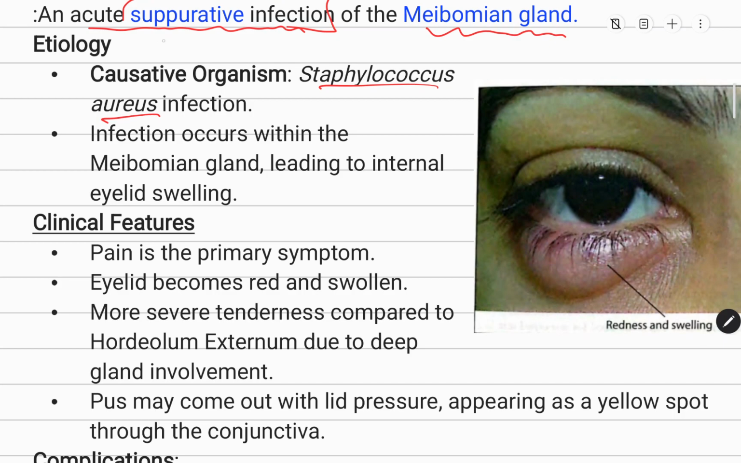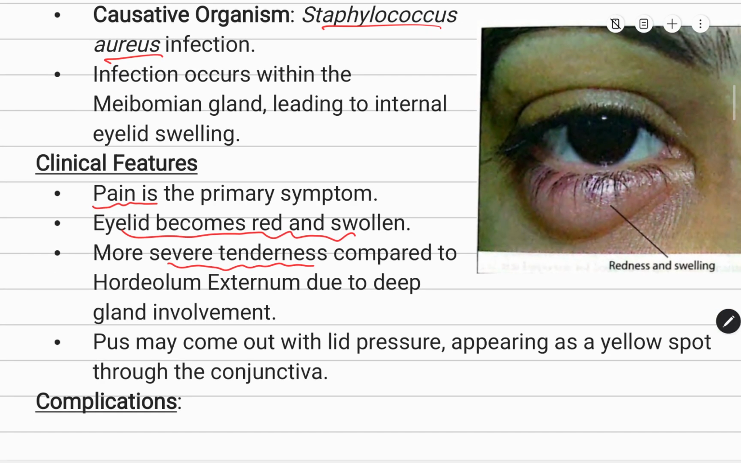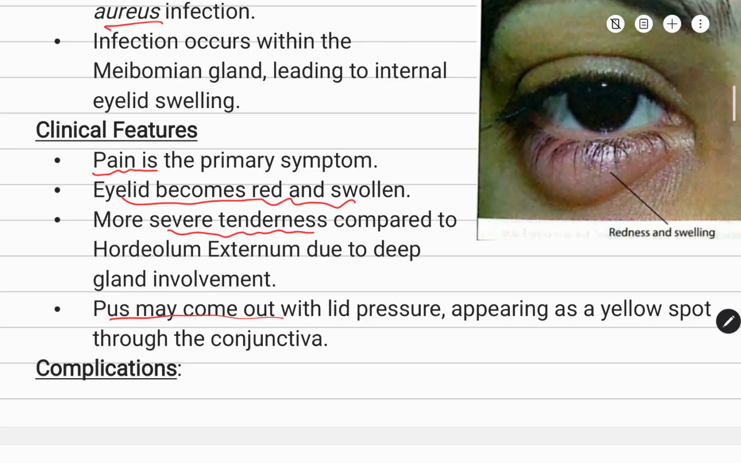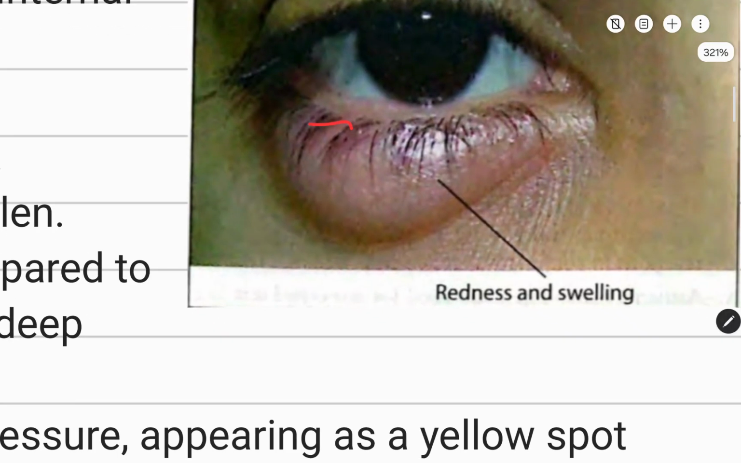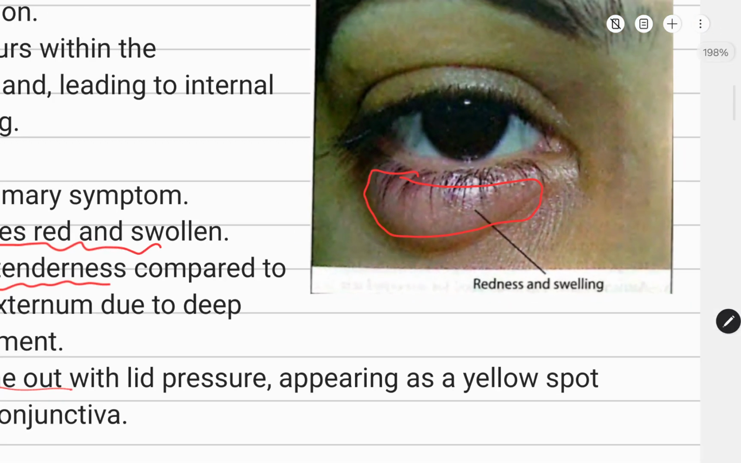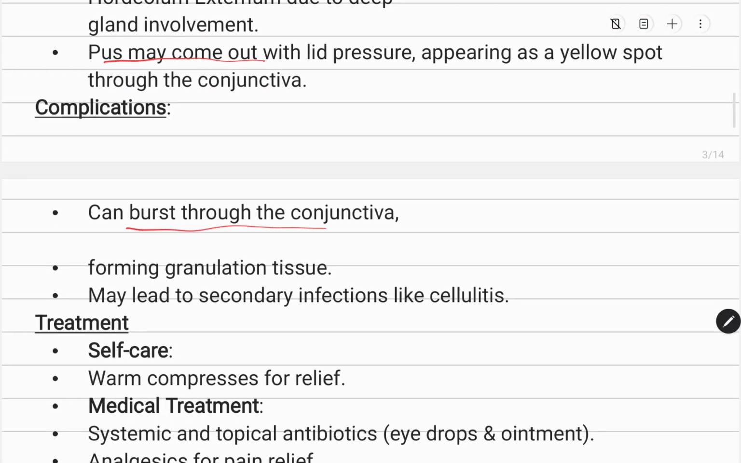So because it is a suppurative infection, there is pain, the eyelid becomes red and swollen, with more severe tenderness. In Chalazion there was nothing like pain and the eyelid becoming red. Pus may come out. Okay, what are its complications? You can see in this picture, it is a little bit away from the margin and there is redness and swelling. It can burst through the conjunctiva and it may form granulation. It may lead to secondary infection like cellulitis.